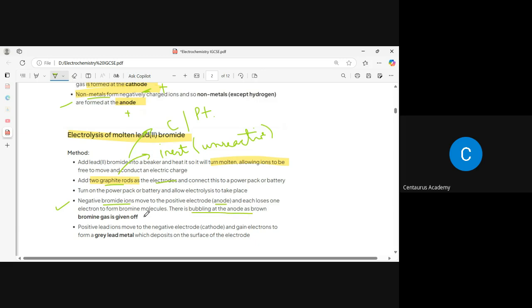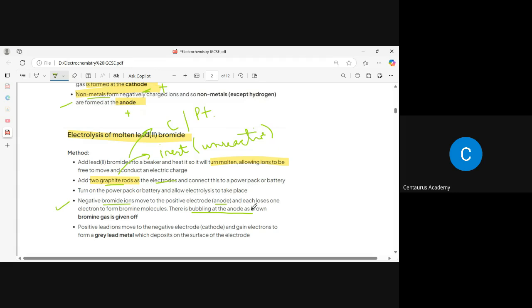Now, whenever the examiner asks you to write the observations at the anode and at the cathode, they involve writing what is observed by your naked eye, okay, what you see in the experiment. So do not ever mention that bromine gas is produced or lead metal is produced, no. Mention the characteristic features of that particular substance which is produced at that electrode, okay.